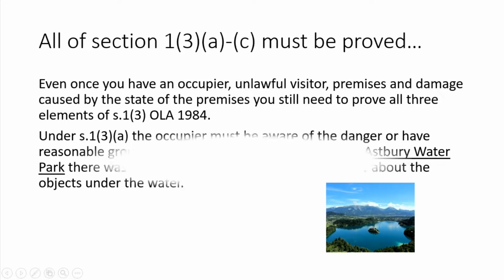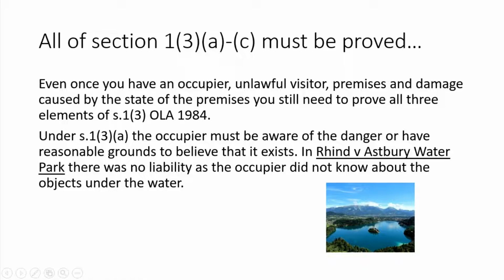So once you have got your occupier, unlawful visitor, premises and damage caused by the state of the premises, you need to consider section 1.3a. And that is that the occupier must be aware of the danger or have reasonable grounds to believe it exists. And in Rhind and Asbury Water Park there was no liability as they didn't know that there are any objects under the water.